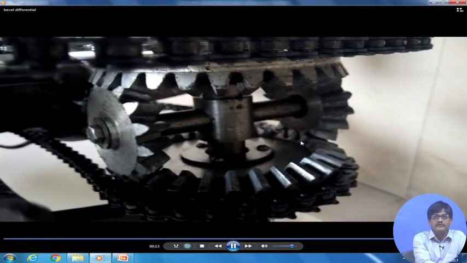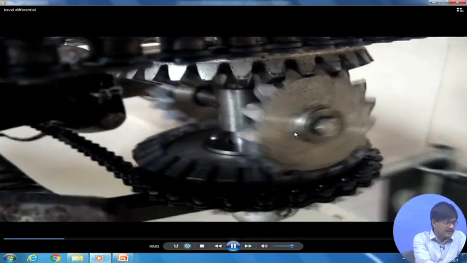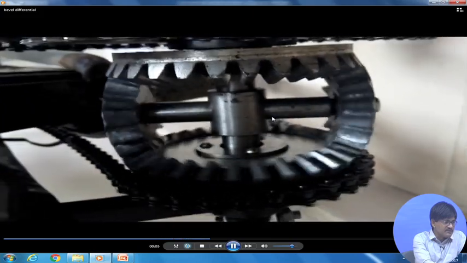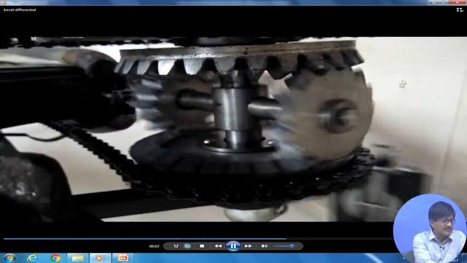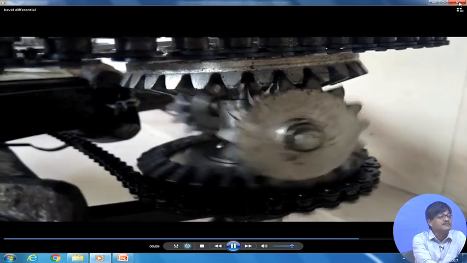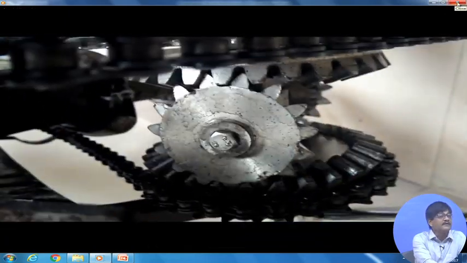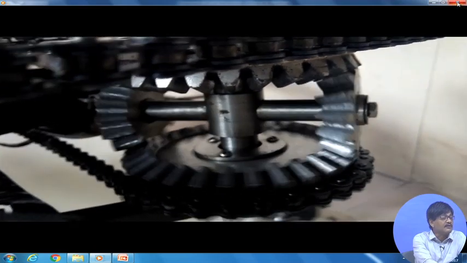Unfortunately, I could only get hold of this particular differential where the bevel teeth are not the same. That means the bevel gear diameters are not the same, but anyway, something is better than nothing. So, this is what we had considered in our setup.